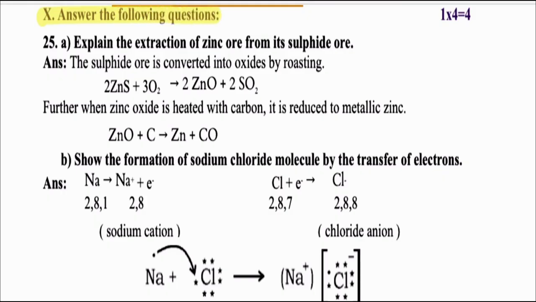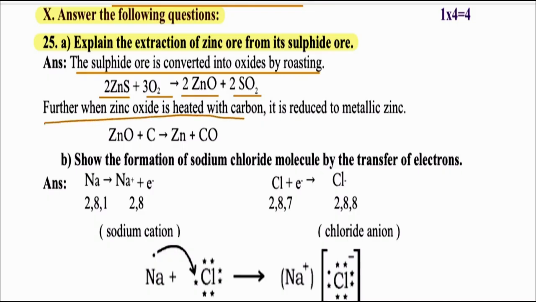Answer the following questions. Question number 25. A. Explain the extraction of zinc from its sulfide ore. The sulfide ore is converted into oxide by roasting. 2ZnS plus 3O2 gives us 2ZnO plus 2SO2, and further the zinc oxide is heated with carbon and it is reduced to metallic zinc.